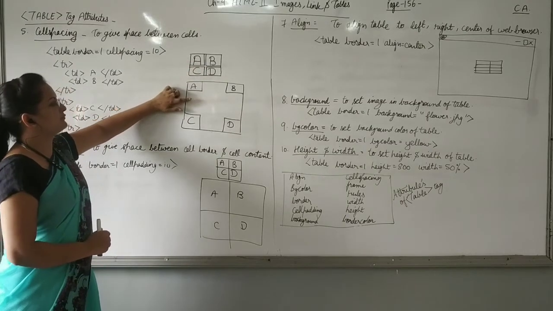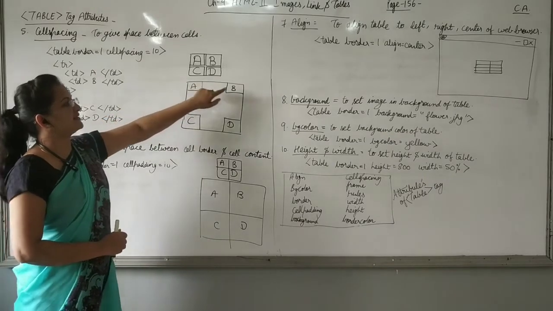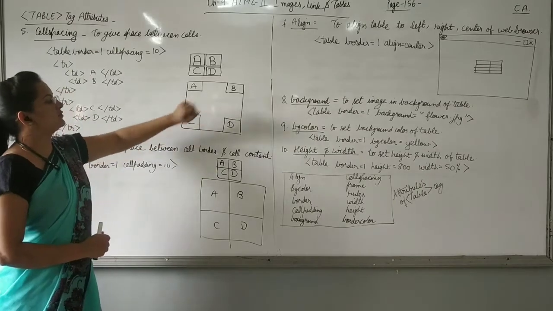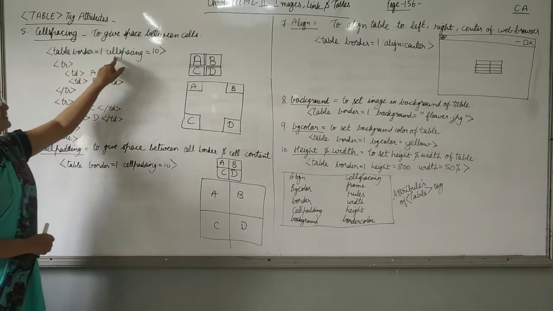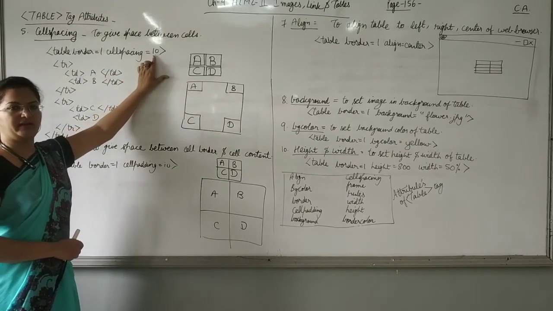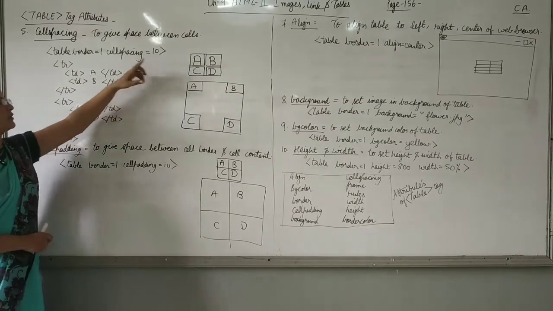So if you have to increase the space between 2 cells, let's say this is first cell, second cell, third cell and fourth cell, and if we want space between 2 cells, then we write table border equals to 1, cell spacing 10. We can specify any number over here. It can be 10, 20, 30 according to our requirement.